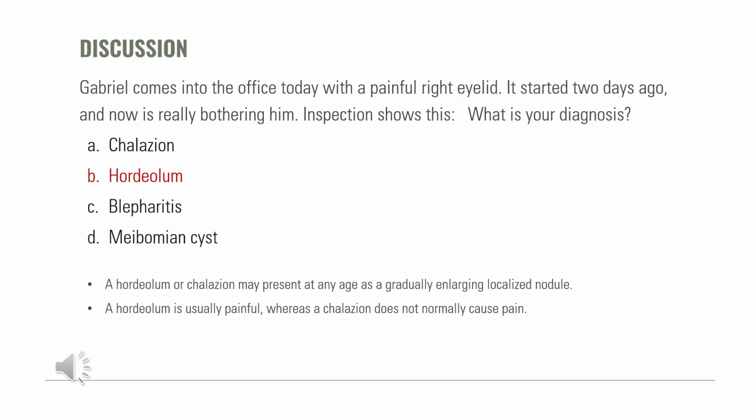I was thinking Hordeolum, because they both present as a gradually enlarging localized nodule, but a hordeolum is usually painful, whereas a chalazion does not normally cause pain, although I personally have had one and it was big enough to cause pain. But typically after 2 days you're not going to have pain, you're just going to have a lump with chalazion. And also in that picture you can see that little yellow spot on it, which is another clue.